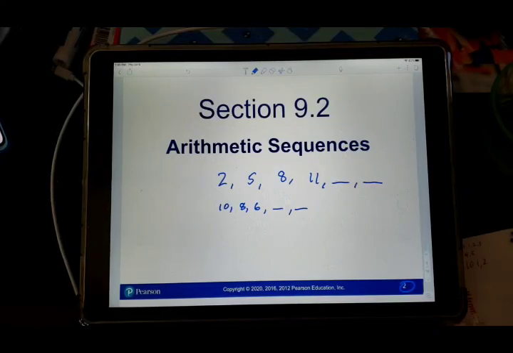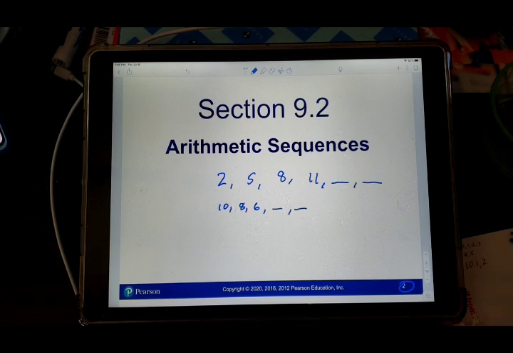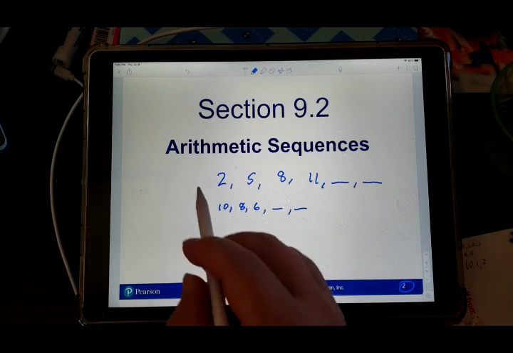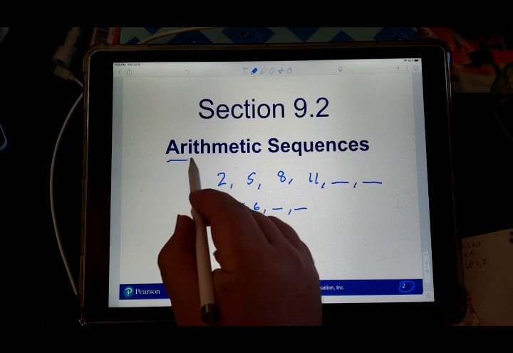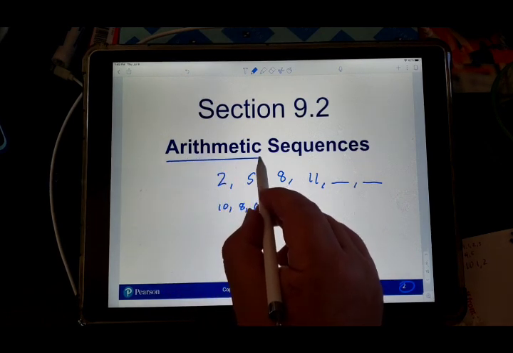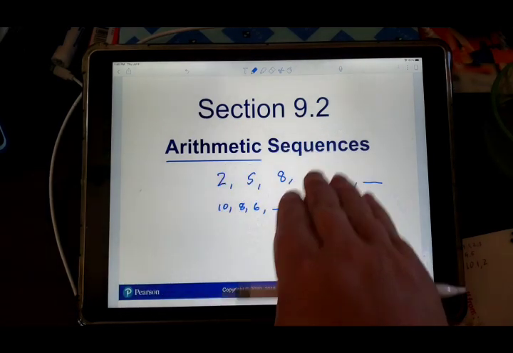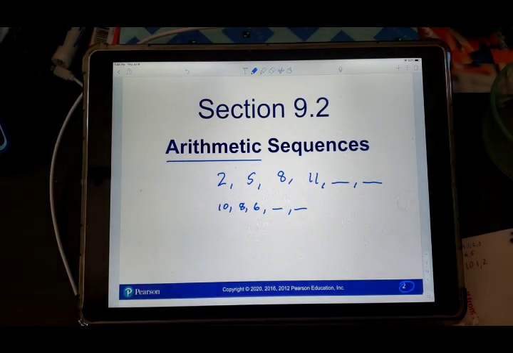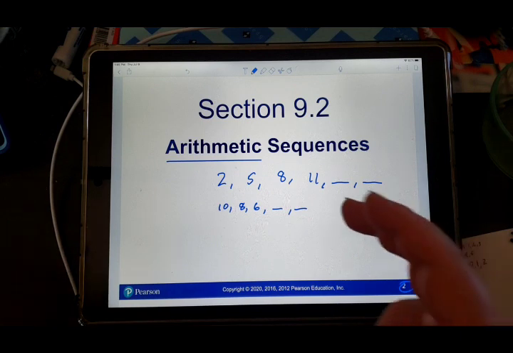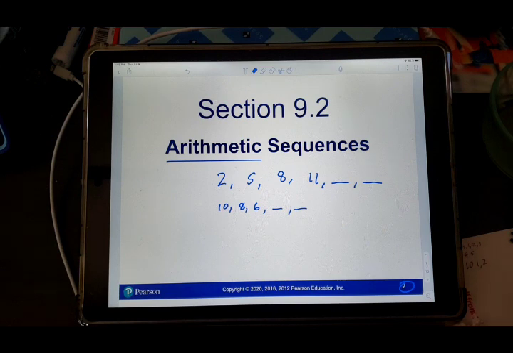All right, so we're in section 9.2, and in this section we're talking about arithmetic sequences. This word arithmetic, we actually say arithmetic if it's an adjective, so arithmetic sequences. And you of course want to recognize when a sequence is part of the category of arithmetic sequences.